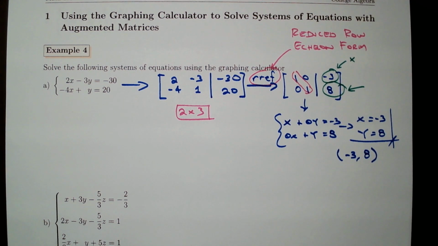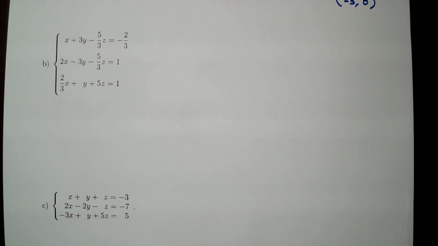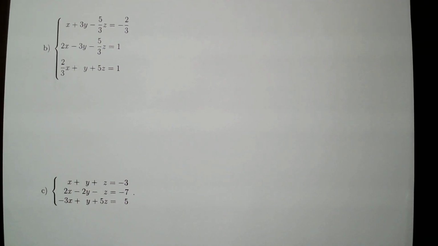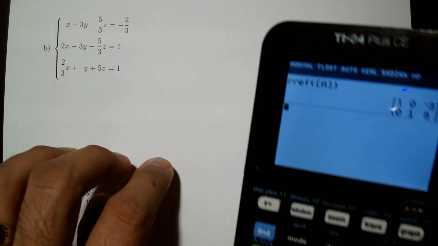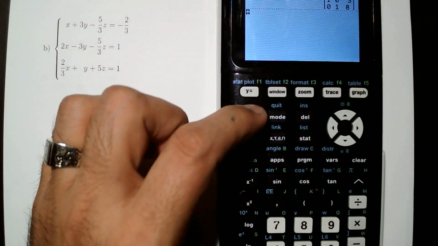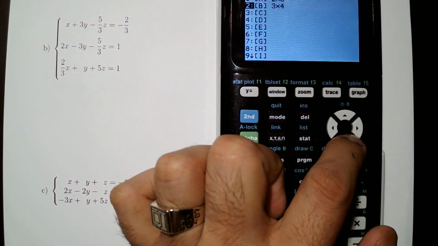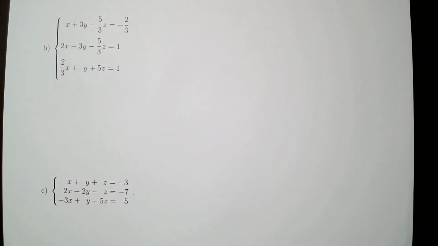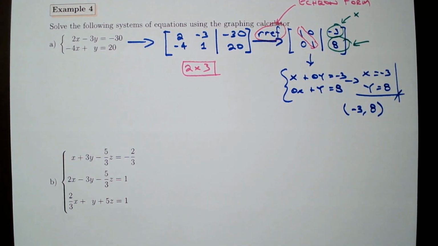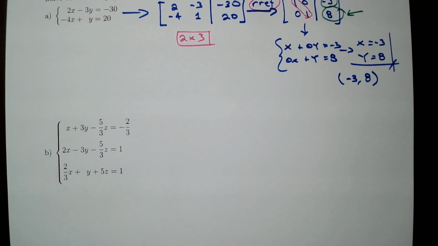All right. So that's our first example. Our second example, letter B. Well, let's do a 3 by 3 system now. Okay, so I'm gonna go second matrix. I'm gonna edit a matrix, but first of all, I need to encode this into a matrix before we can do the calculator part.